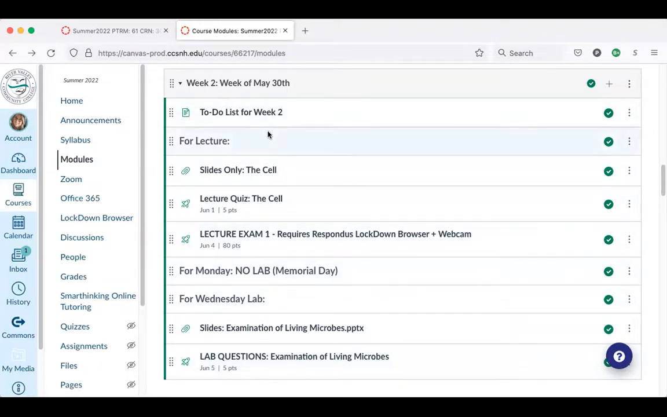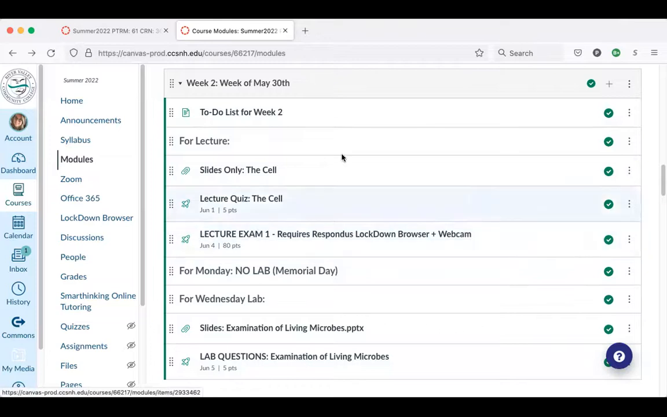But if you look up in lecture, you have your first exam. It came up very quickly, didn't it? We have one lecture topic next week, and that's the cell. So there's one set of videos to watch on YouTube about the cell. Here's the quiz for the cell. This is due on Wednesday. Again, remember, typically you'll have a quiz due on Wednesday and a quiz due on Friday. And then you can see you've got your first lecture exam.